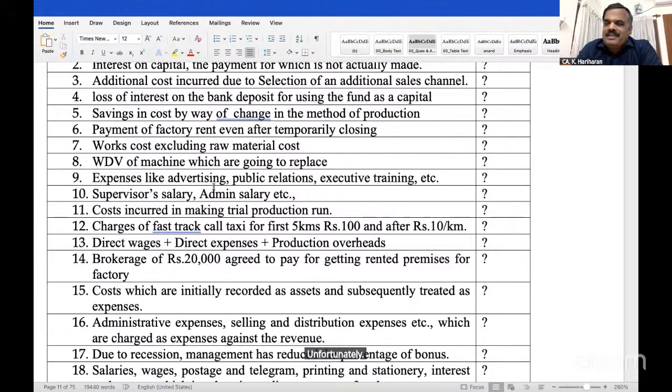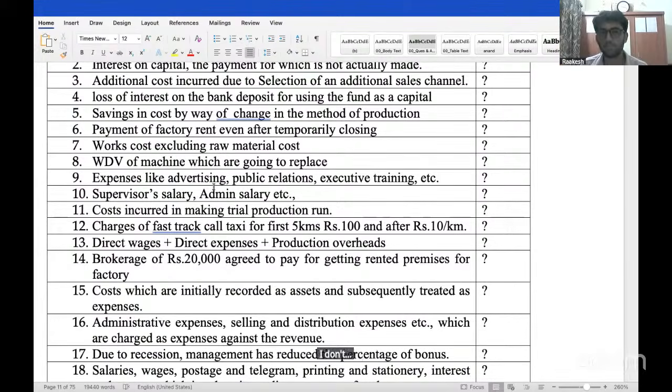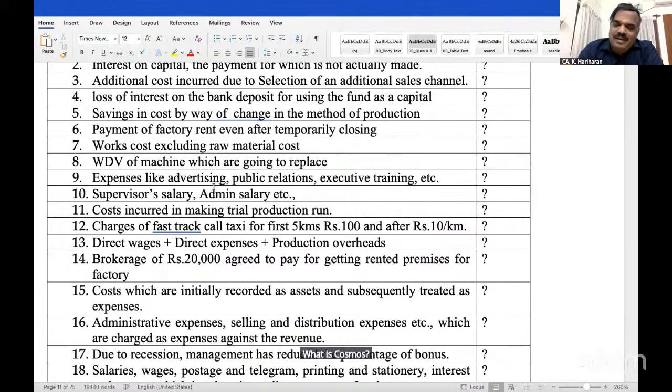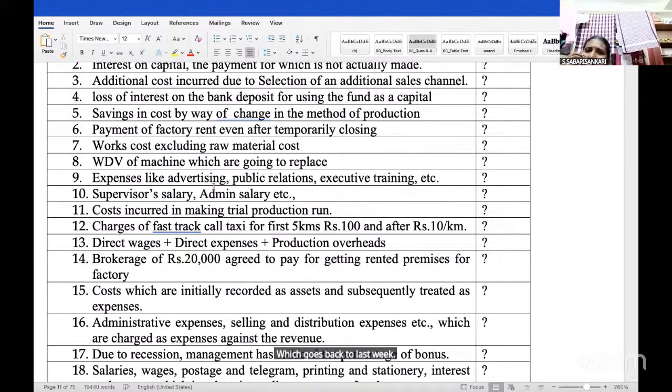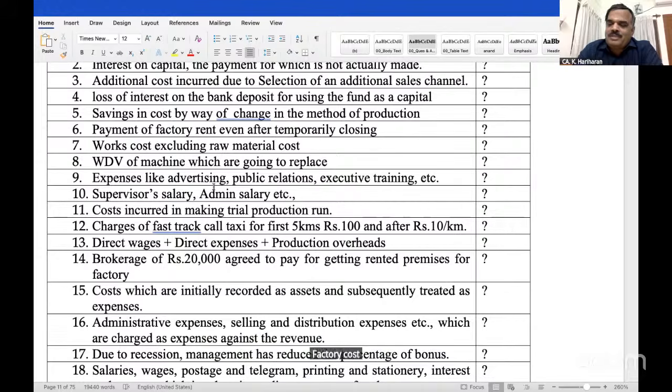Raw material இல்லைனாக்கா அது conversion cost. Other than raw material cost, அது works cost னு சொல்லலாம் sir. Works cost minus raw material cost is equal to conversion cost. In works cost, raw material cost is also included. Factory cost is also called works cost.